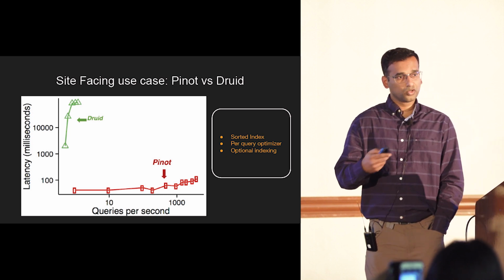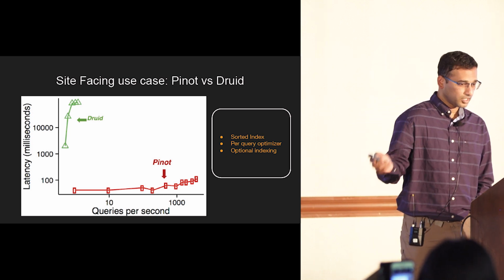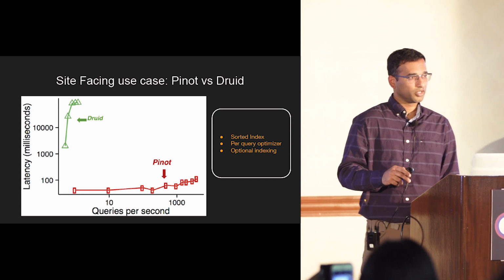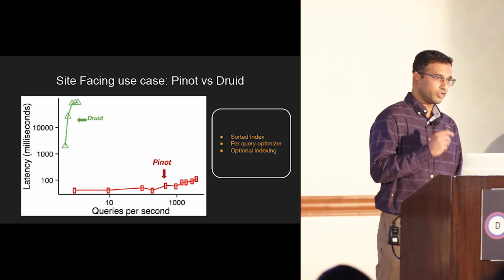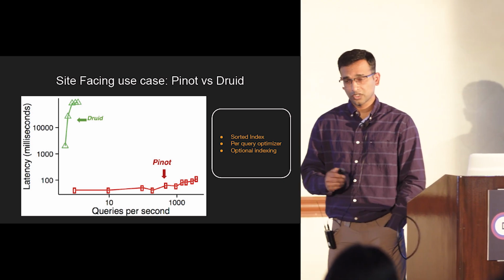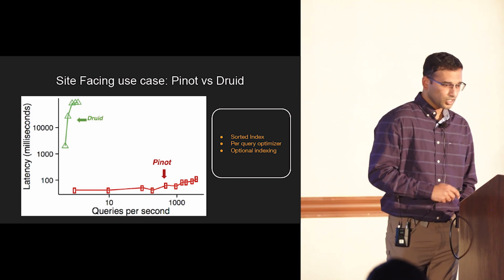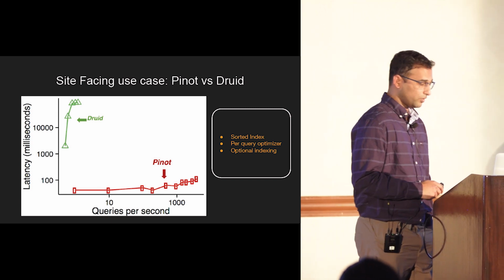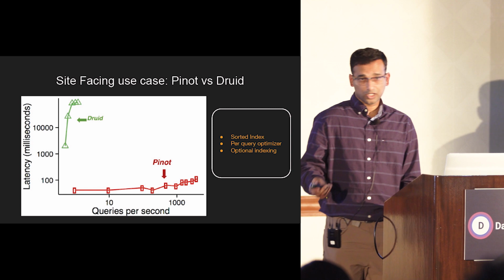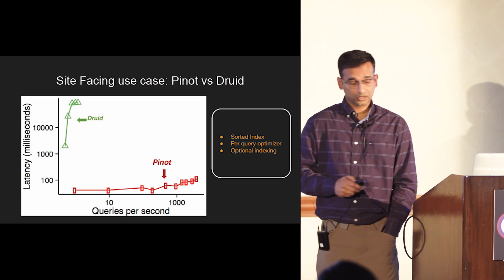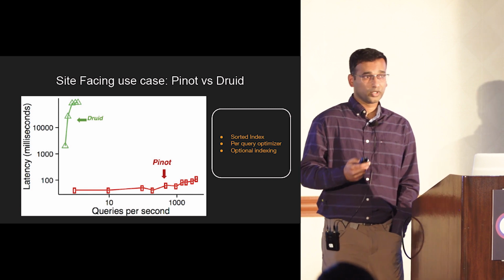It's very good for the internal analytics. I'll come to that in the next section. But Pinot has lots and lots of optimization, which is very much geared towards handling the site-facing high throughput at low latency traffic. So some of the key things that we have built in Pinot that attributed to this performance difference are, one, the sorted index. The other one is the per query optimizer.